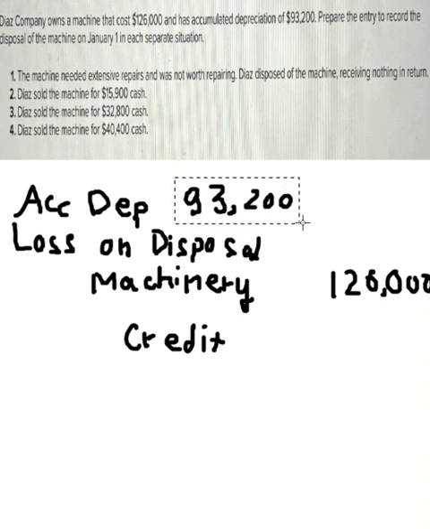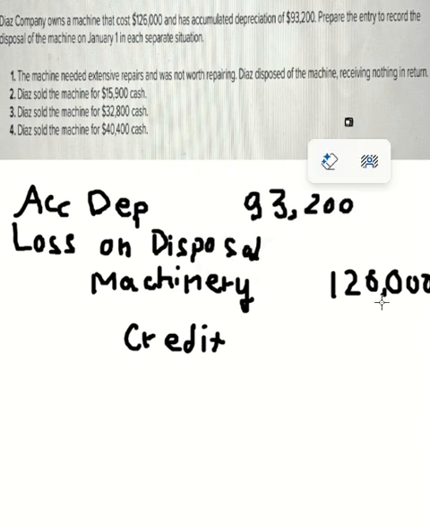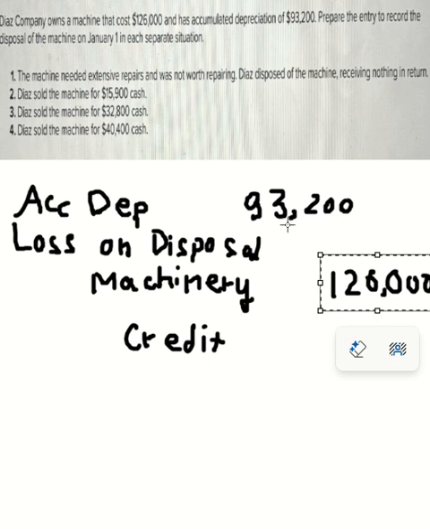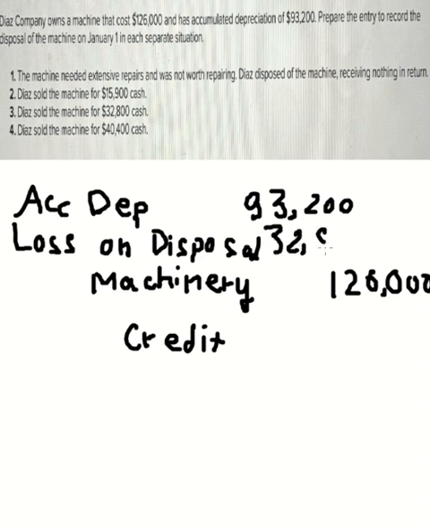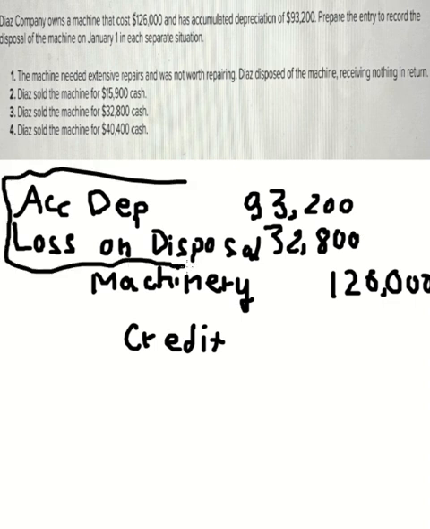So we use this number minus this number, and you get about 32,800. So both of them are on debit. This one is on credit. And this is the answer for number 1.